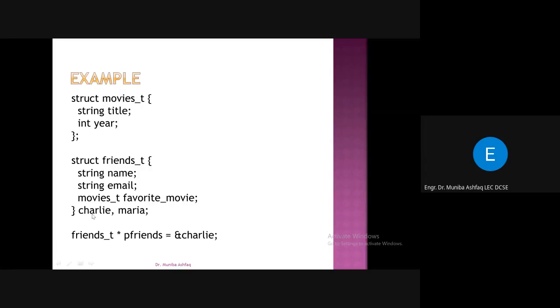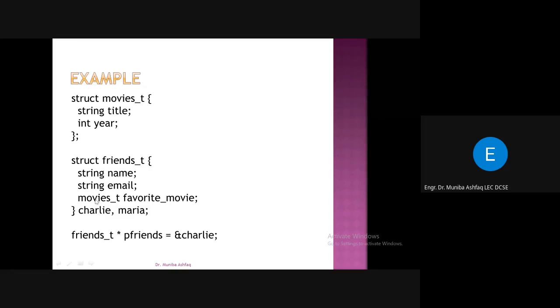You have two syntaxes, and this is syntax number 2, in which you just write the name of the objects right after the closing brackets of this structure. So I created Charlie, this is one of the friends, right? Maria, this is one of the friends. So these two are the objects of the friends_t structure, right? So one structure, this was simple.